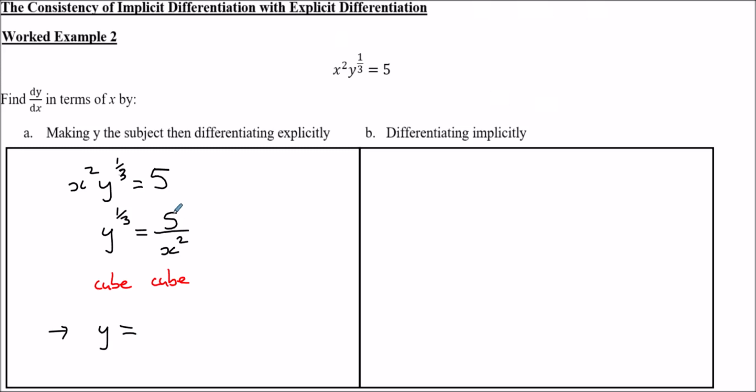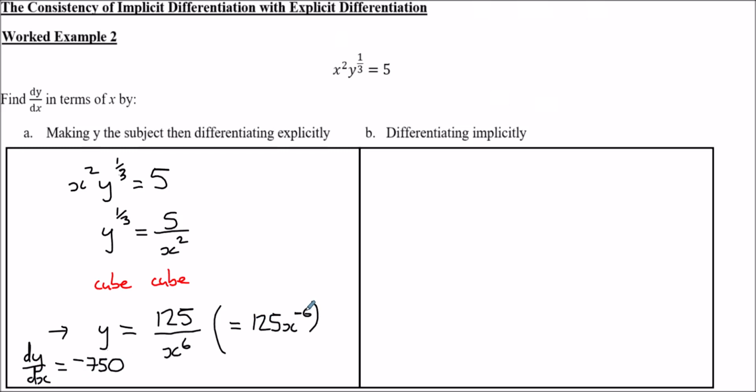Then cube the right hand side as well, so cube of 5 gives 125. And x squared to the power 3 gives x to the 6. And if I want to, I can call that 125 x to the power minus 6. So therefore, differentiating that, dy by dx, bring the minus 6 to the front, and multiply it by the 125, so that gives minus 750. The power reduced by 1, so minus 6 goes to minus 7. So I got minus 750 x to the power minus 7.